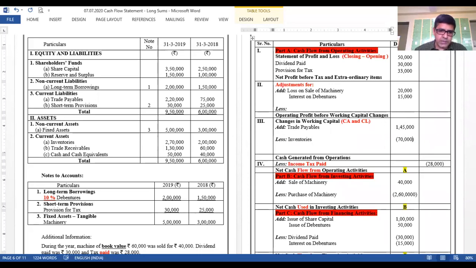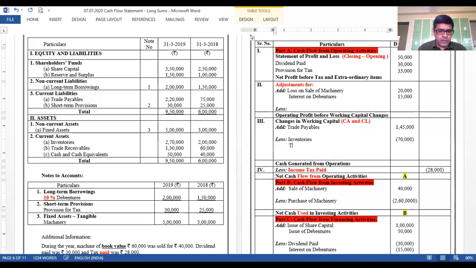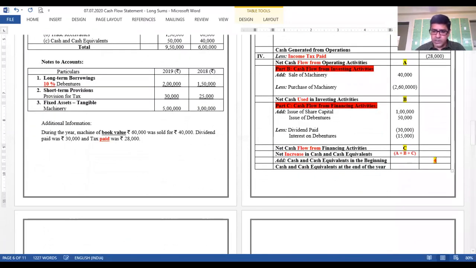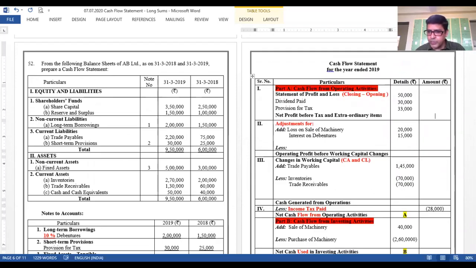Trade receivables. 160 to 130. It has increased again, so by way of deduction, right? Trade receivables, right? Amount 70,000. Then cash and cash equivalents 40 and 50. So let us put it over here. Opening is 40,000, closing is 50,000, right? So that's all. How much? 50, 113,000. Okay, 1,13,000. That's correct.